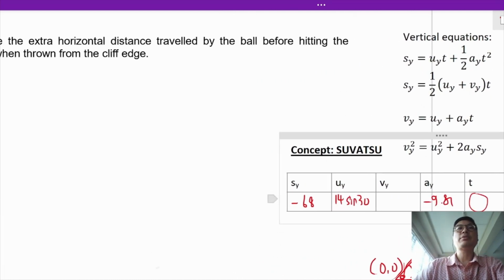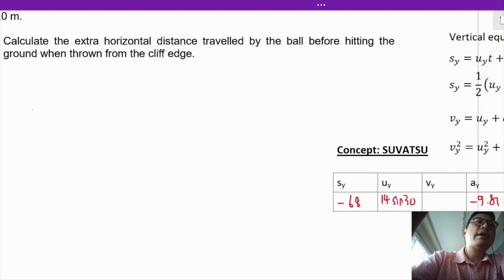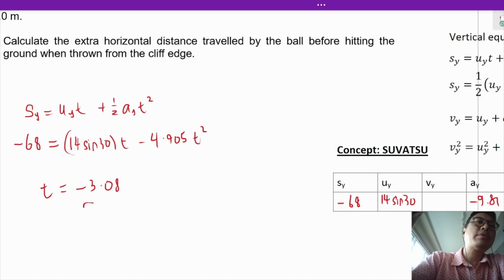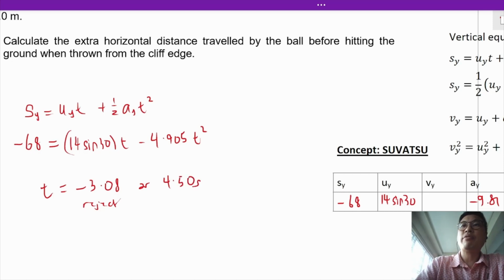Once again, we shall use the equation that doesn't have v. Sy equals uyt plus half ayt squared. But this time, we'll put negative 68 for the displacement in the vertical direction. So this is 14 sine 30 t minus 4.905 t squared. So we get two values. t is equal to minus 3.08, which we reject, or 4.50 seconds. So now we have t is 4.5 seconds.